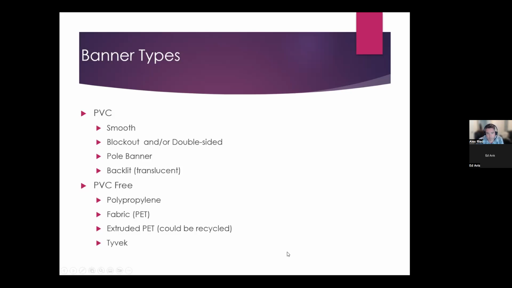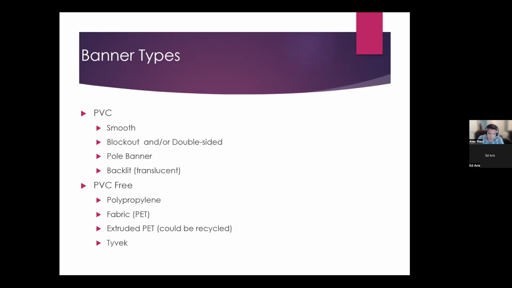So in the PVC space, you really have four basics. You've got your smooth, which is something that is going to require a higher image quality. You've got your blockout and your double-sided. So think of some of the hanging signage where you might need double-sided in a trade show type of environment where you might need viewability on both sides.